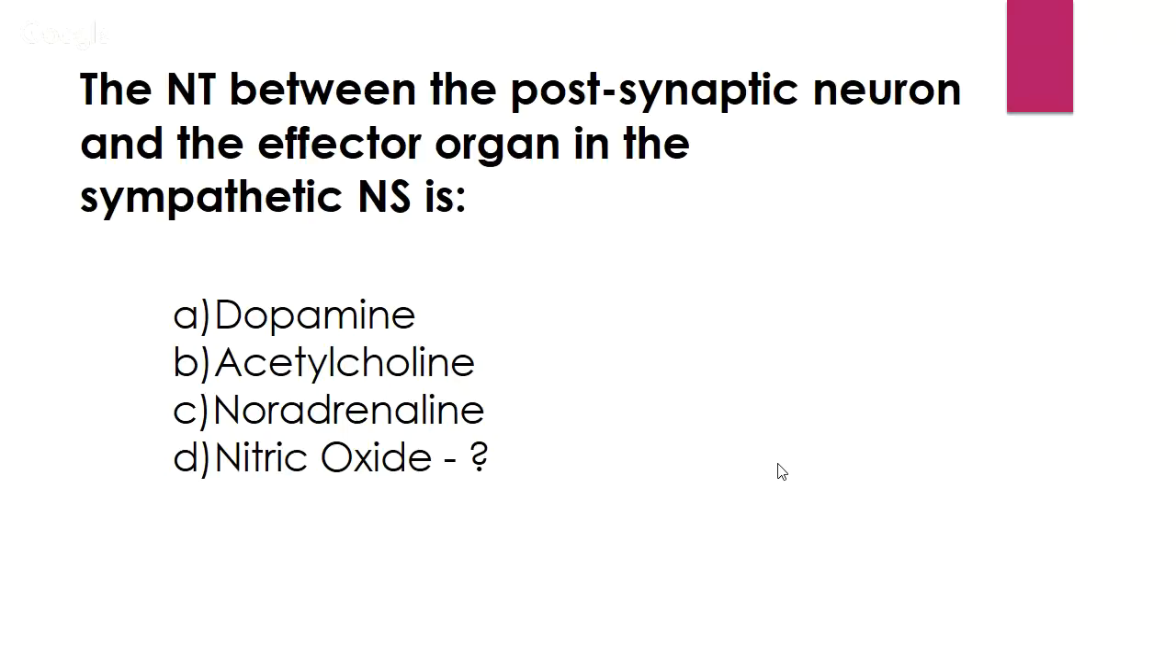Sorry. All right, the neurotransmitter between the postsynaptic neuron and the effector organ in the sympathetic nervous system is? Basil, what do you reckon? What do you reckon? Yeah, well done.